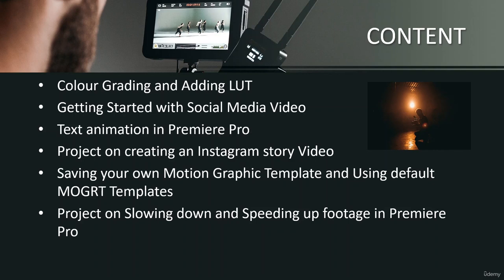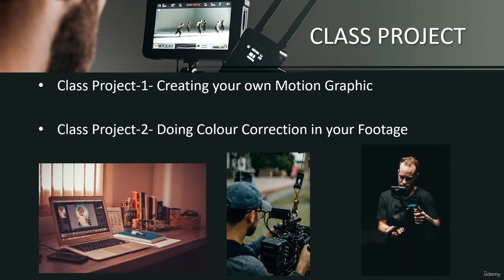I also have a few class projects for you, as this is a project-based class. At the same time, we'll be doing class projects. I have two class projects for you. The first one is to make your own motion graphic. The second class project is to do the color correction in your footage. I have shown you how to do that, and I have shown you the steps. I'll be waiting for you to upload your file in our project panel.